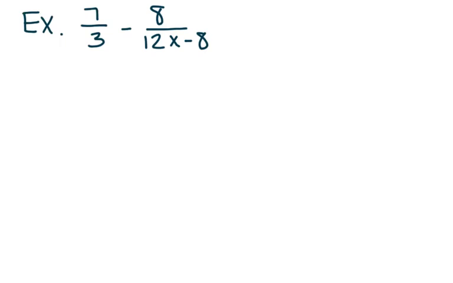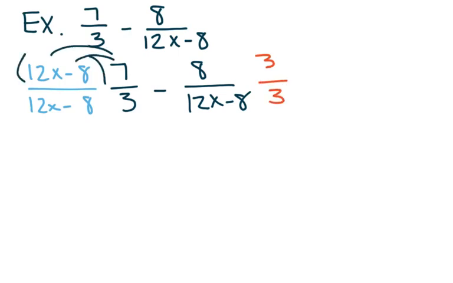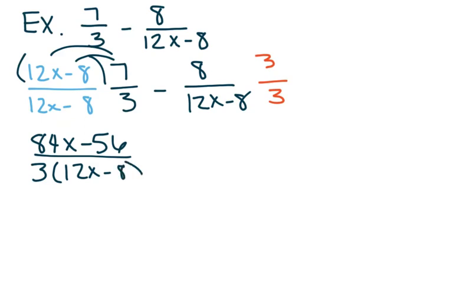So notice the first one is missing 12x minus 8. So I'm going to do that to the top and bottom. And then the second fraction is missing 3. Remember that this goes together, so I'm going to distribute that. So I got 84x minus 56 divided by 3, parentheses, 12x minus 8 minus 24.